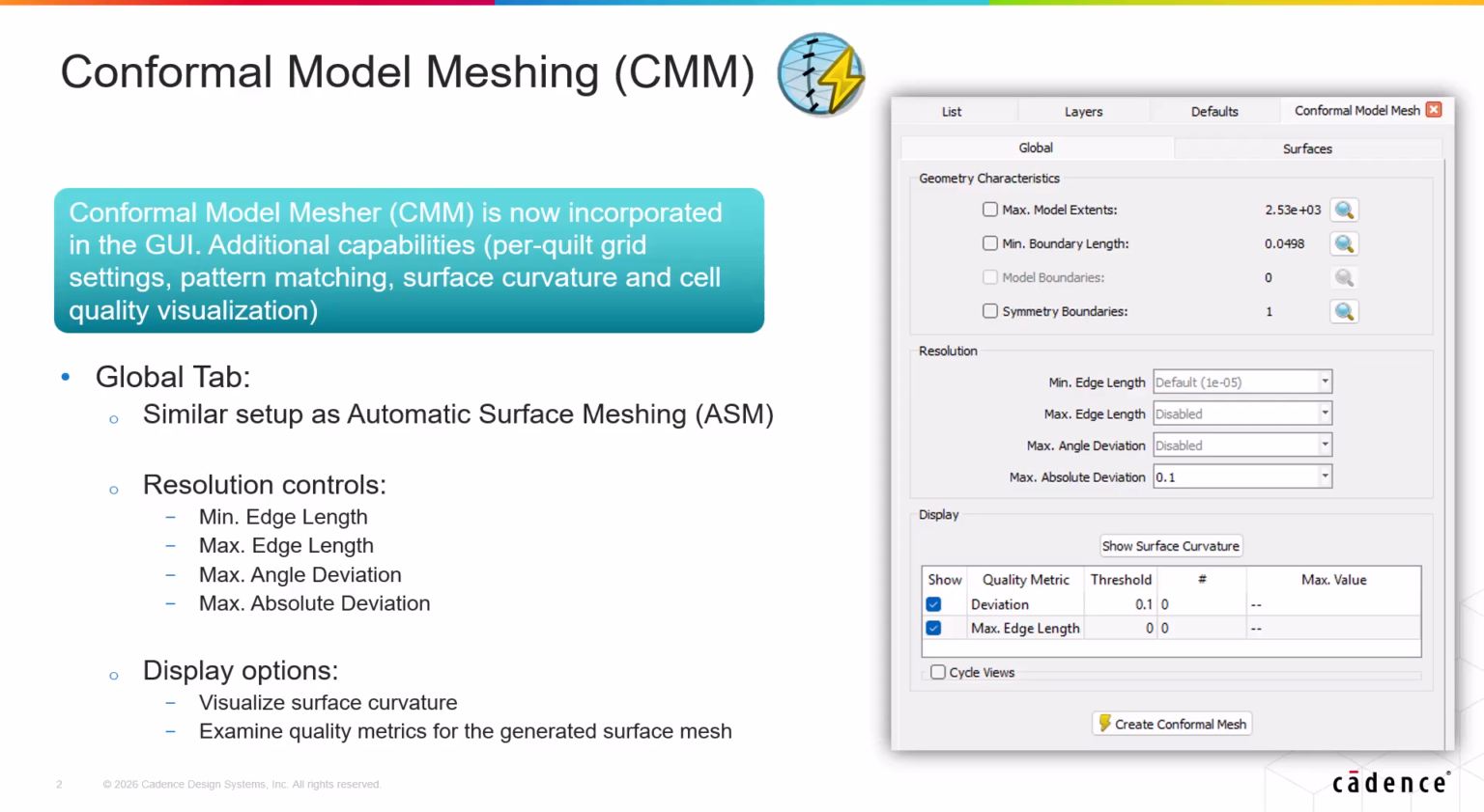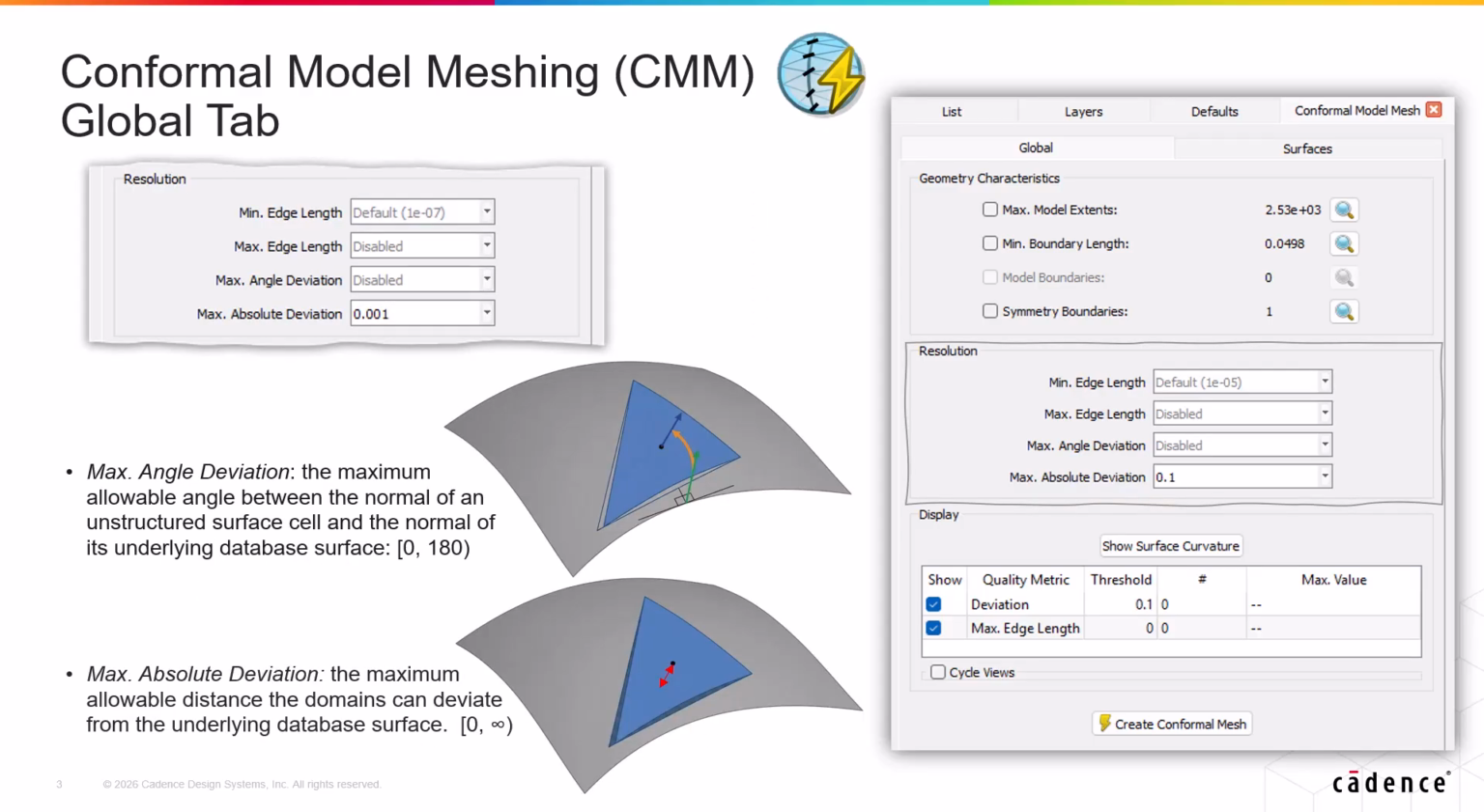If you've used Automatic Surface Mesh or ASM before, you'll recognize many of the features. Please remember, the primary objective of the two tools is quite different. ASM is intended to create CFD-ready surface meshes, while CMM is designed to create conformal tessellations that accurately represent the underlying geometry. The Global tab contains the primary controls used to define the tessellation requirements for the entire model.